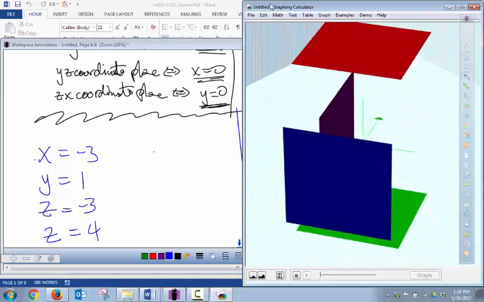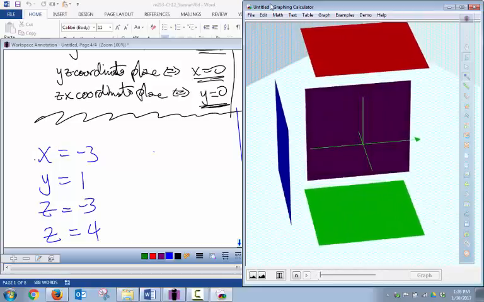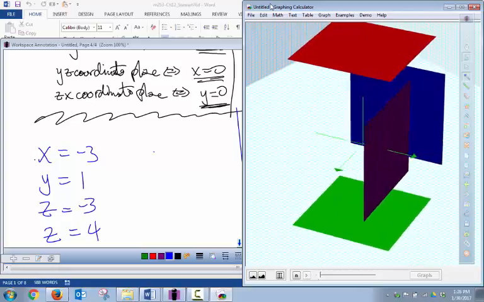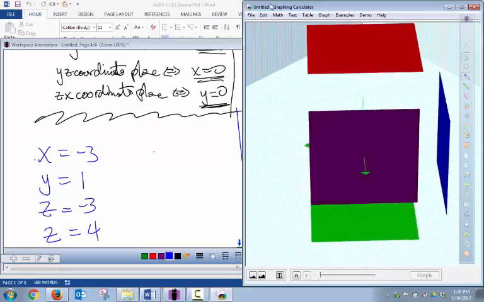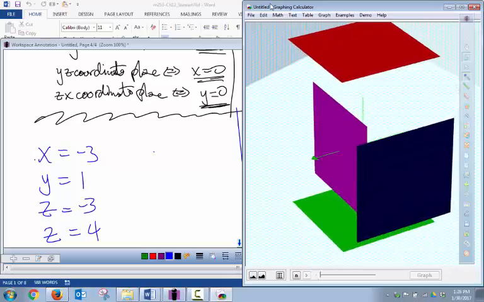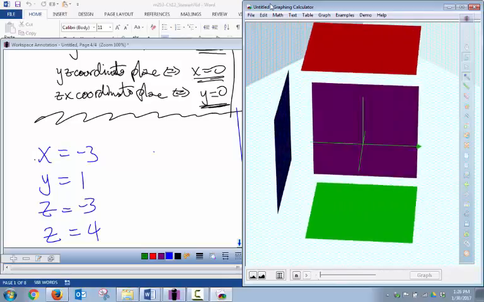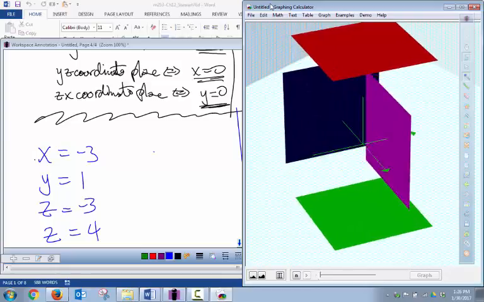All right, let's see. So take a look at it. The x and the y-axis are the arrows that are pointing in the direction. The z is going straight up. And let's see if I can do this.